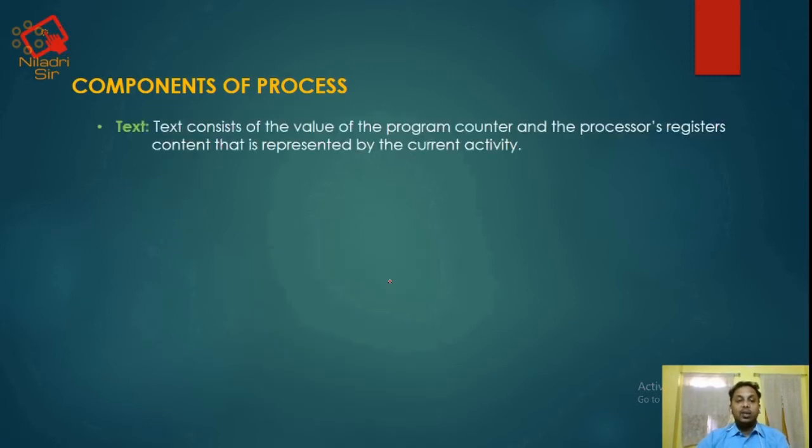So what is text? Text basically contains the value of the program counter and the processor's registers content that is represented by the current activity.